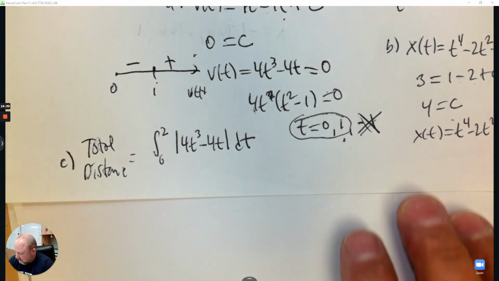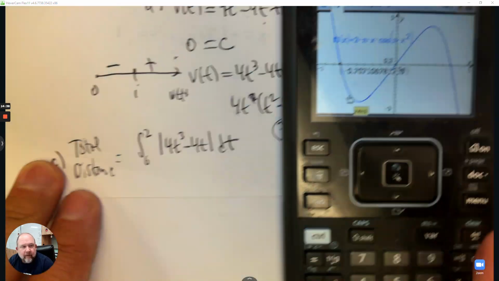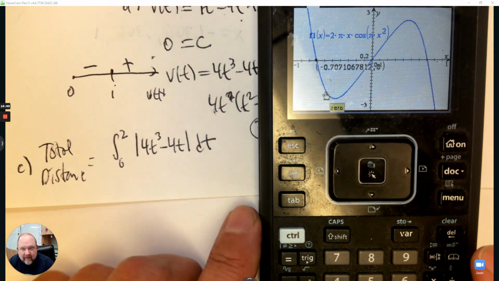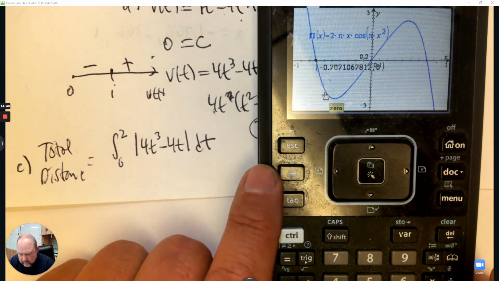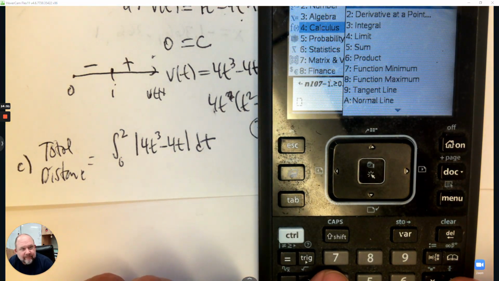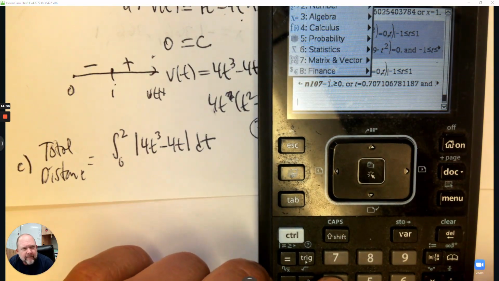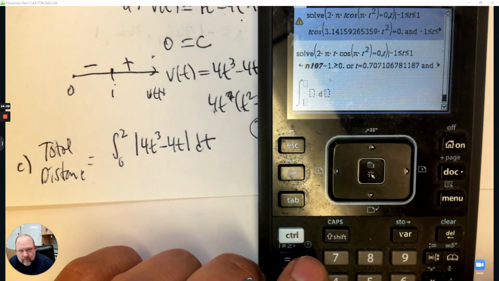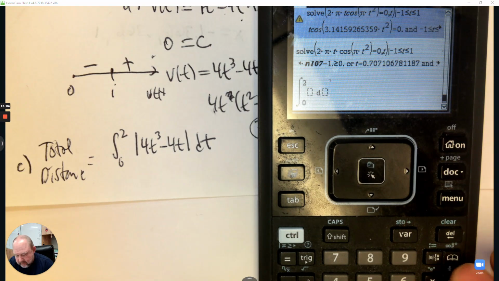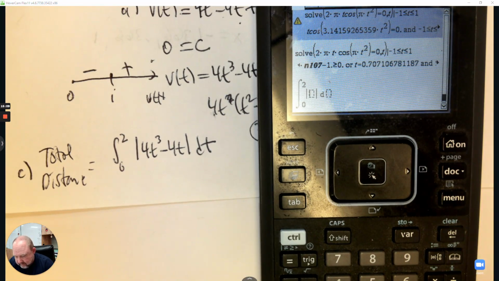All right, use your calculator. The absolute value makes all the areas positive, and then you just add, this is what it does. Integration adds up all the areas. So menu, calculus, integrate. Oops. And we're going to integrate from 0 to 2, and it's the absolute value of the velocity.